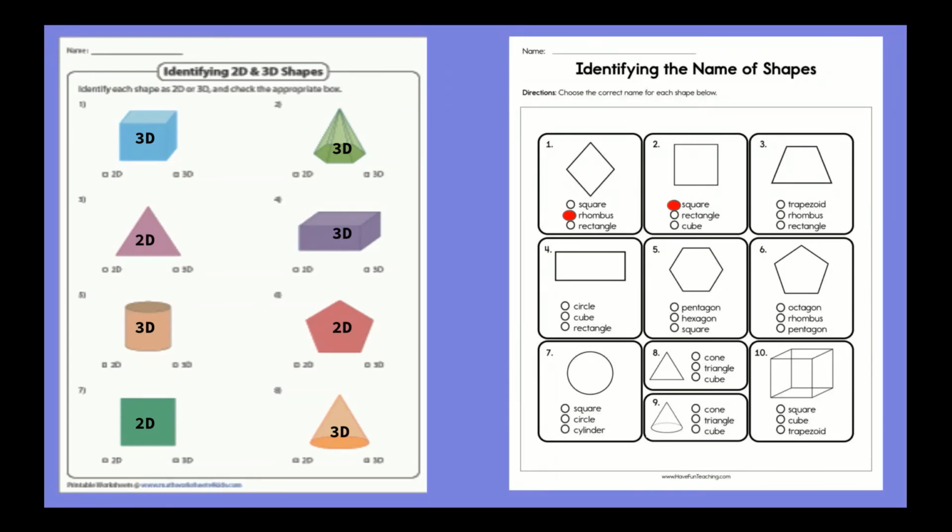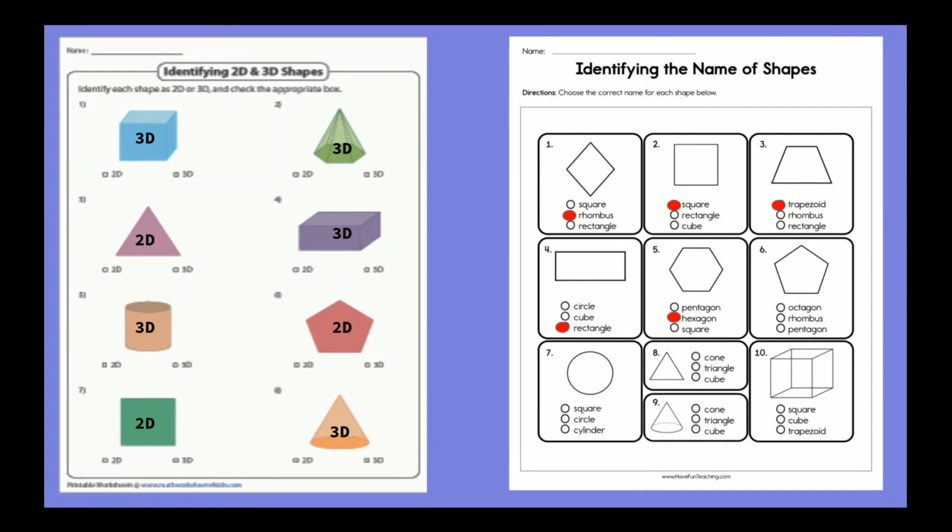Number 3, is it a trapezoid, a rhombus, or a rectangle? It is a trapezoid. Very nice. Number 4, circle, cube, or rectangle? It is a rectangle. Number 5, is that a pentagon, a hexagon, or a square? Here's a hint. Count the number of sides. There are 6 sides, therefore it is a hexagon.